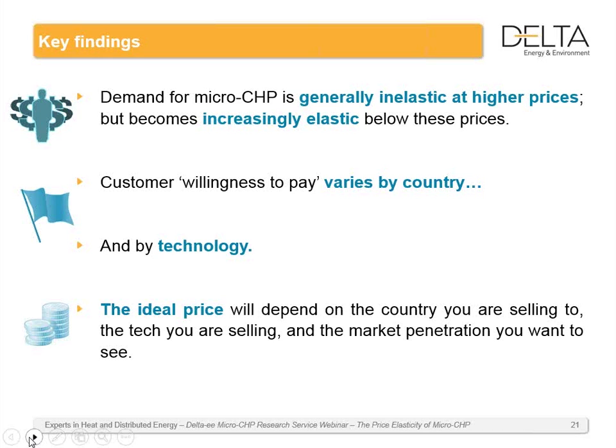So this graph explains and shows the outcome of our research. The data here represents 215 higher income homeowners in Germany, so the lucrative markets in Europe for micro-CHP to date.